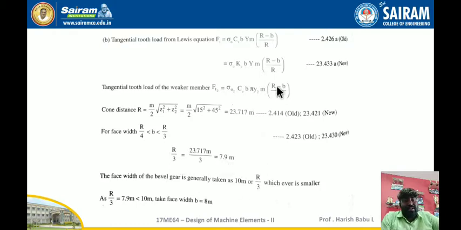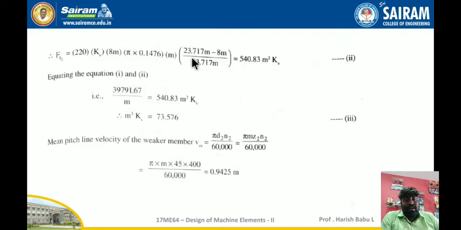Substituting these values in the above equation, I am going to get Ft in terms of M square into kV, that is 540.83 M square into kV. Equating this equation with the tangential tooth load we previously got, I am going to get M cube kV is equal to 73.576. Now I want to find the mean velocity Vm, pi d2 n2 by 60,000, and d2 can be replaced with m into z. So I am going to get 0.9425 into module m.